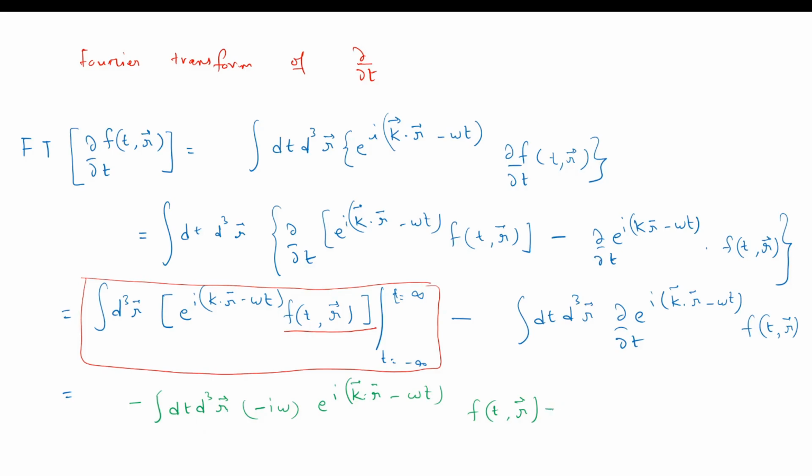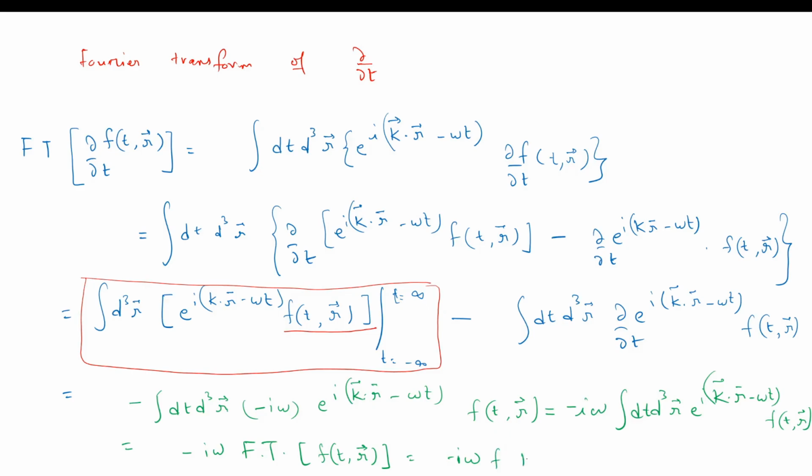Now what we have is, I and omega are constant, they have been taken out, and we are left with integral dt d cube r e to the power i(k dot r minus omega t) into f of t, r. You note that this quantity is our Fourier transform of f of t, r, which is nothing but minus i omega f of k, omega.